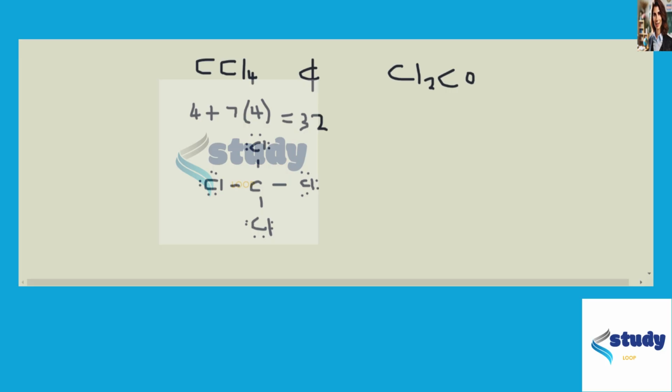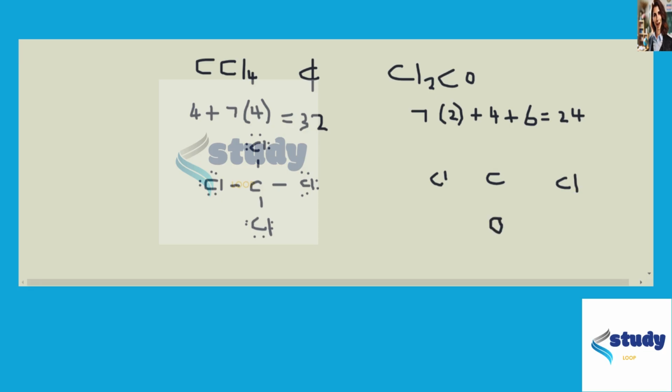For phosgene, we need to calculate the total valence electrons for that compound. That is 7 valence electrons for chlorine multiplied by the 2 chlorine atoms, plus 4 valence electrons for carbon, plus 6 valence electrons for oxygen, giving us a total of 24 valence electrons. Carbon is the least electronegative, therefore we write our carbon. Then we have our chlorine atoms on either side and oxygen.